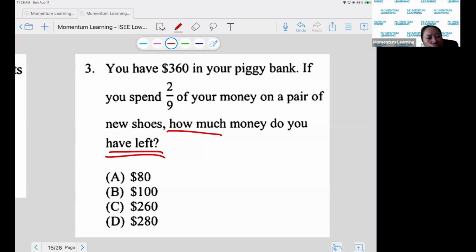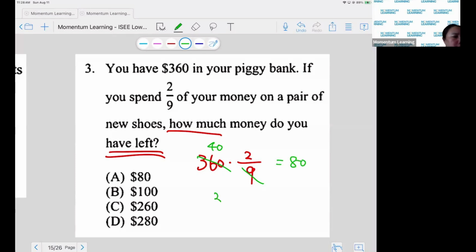This is one thing: a lot of the common mistakes come from just scanning through and saying, oh, I know what to do. So 360, you multiply by the 2/9. This is the fraction. 360 divided by 9 is 40, and then times 2 is 80. But remember, we need what's left over, so that will be 280. The answer is 280.